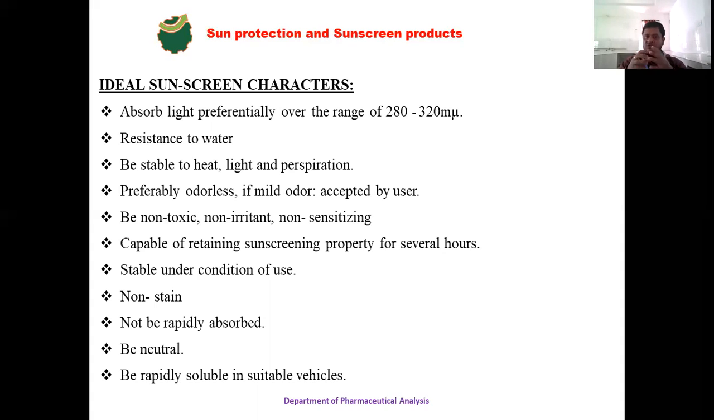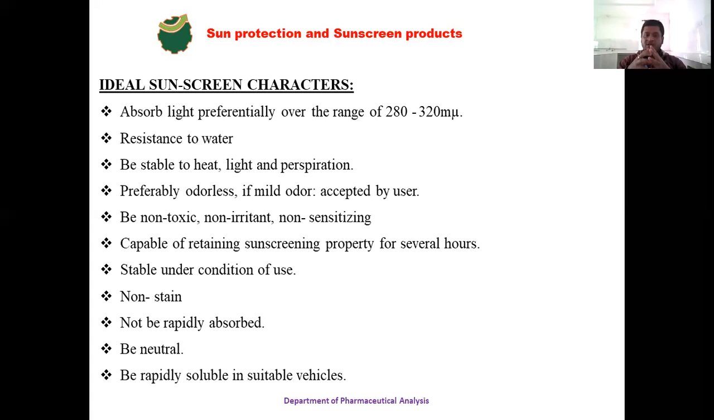Okay, if there is any odor, or if there is a mild odor, it should be acceptable to the user, whoever uses it. And next it should be non-toxic, non-irritant and non-sensitizing. Definitely whenever any person applies that sunscreen preparation, they should not feel any sensitization or any irritation.